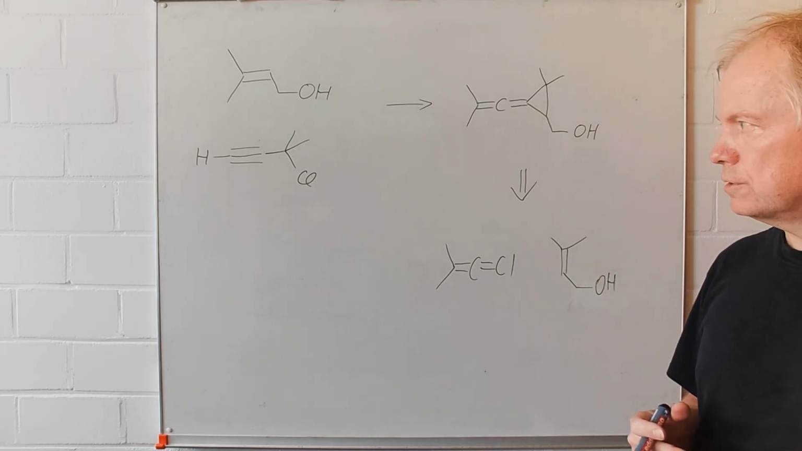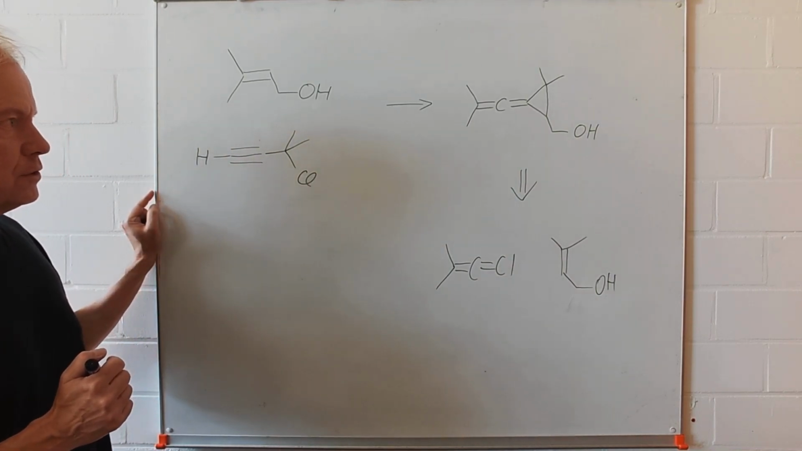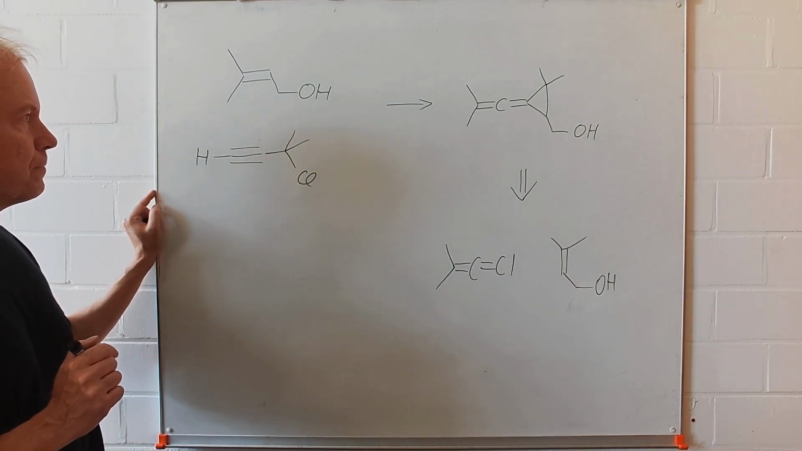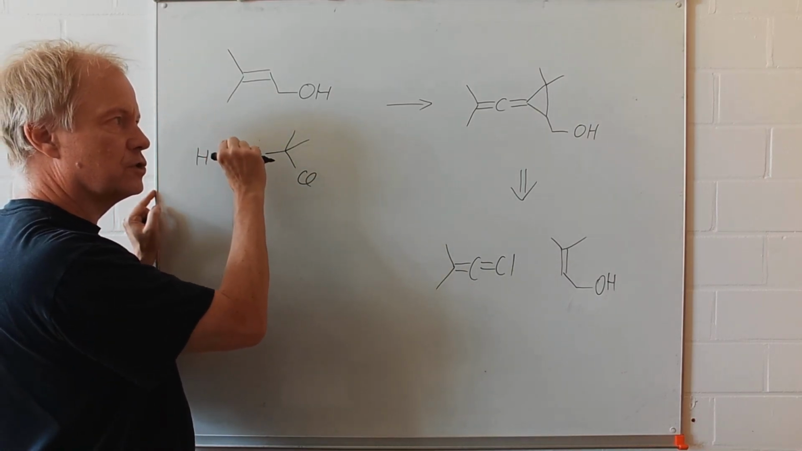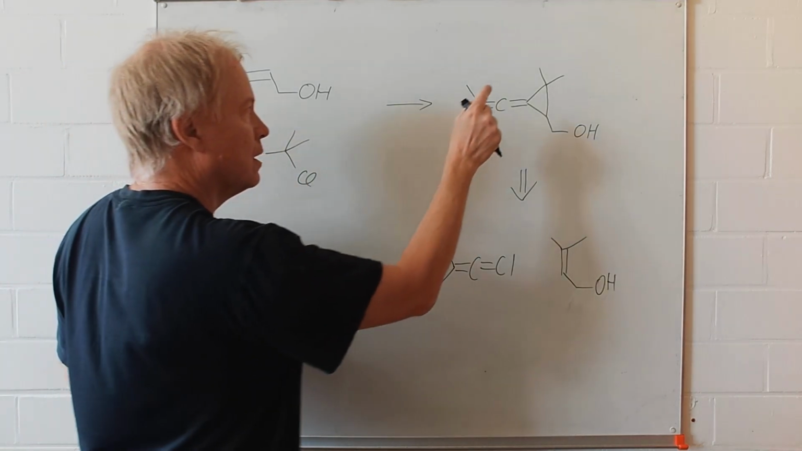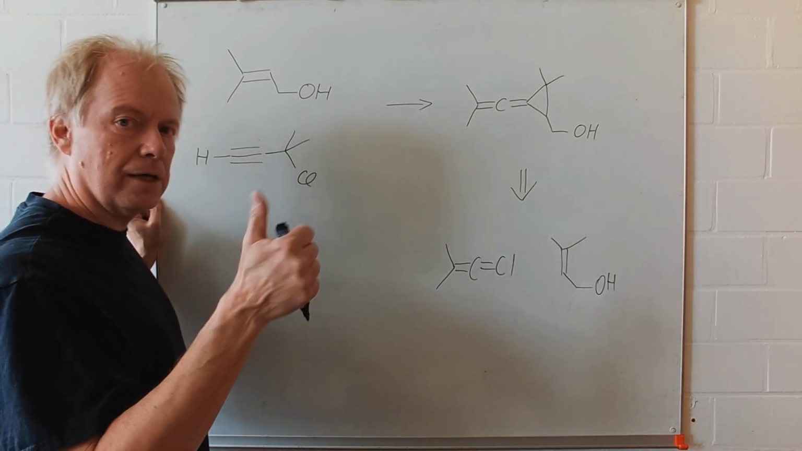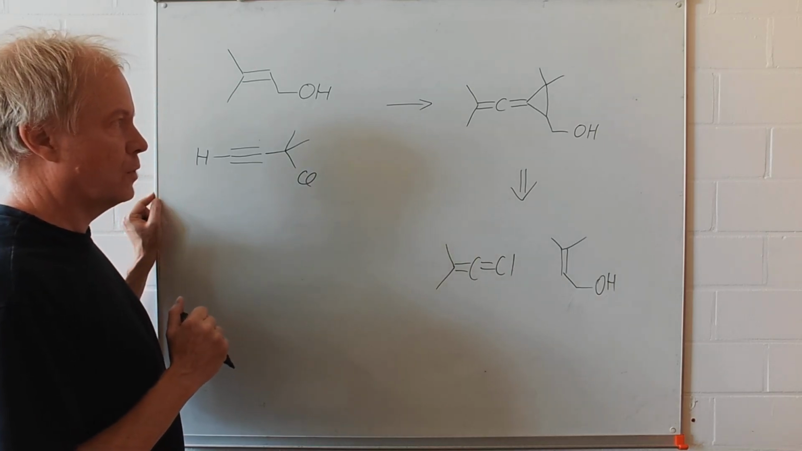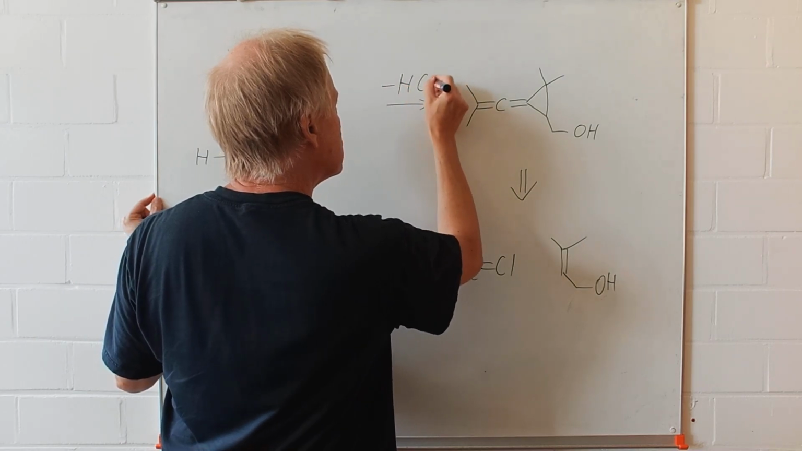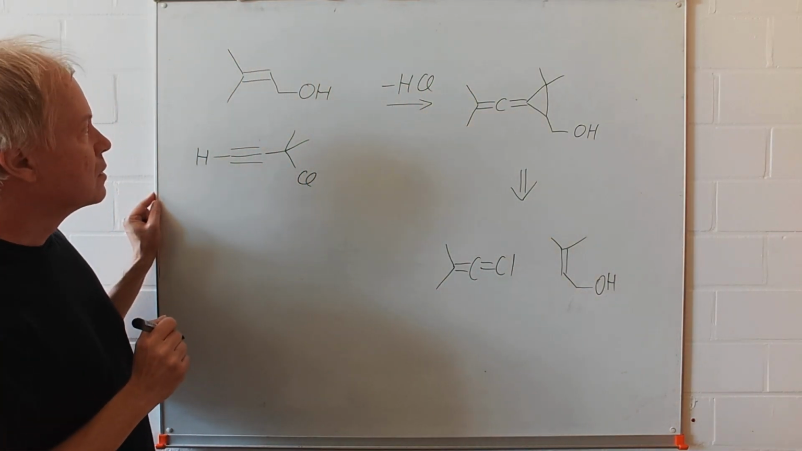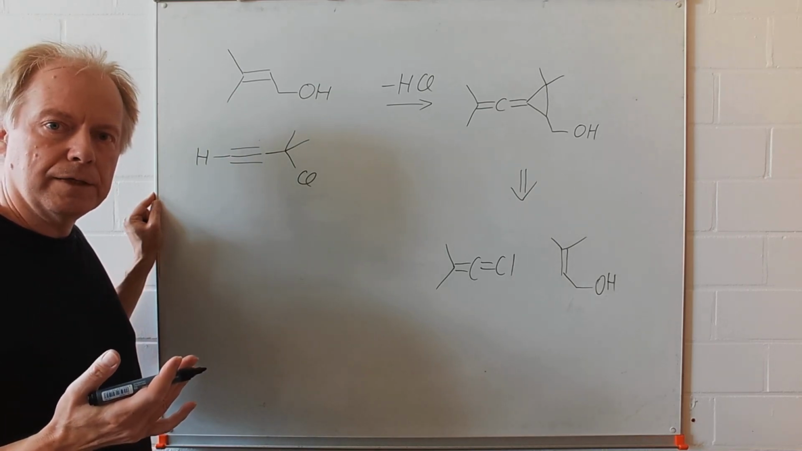The second approach from the starting materials is much simpler. We just compare the number of atoms in the starting material to the one in the product. And we will notice that a hydrogen atom and a chloride are missing. So, minus HCl. How can we eliminate HCl? Of course, by applying a base.